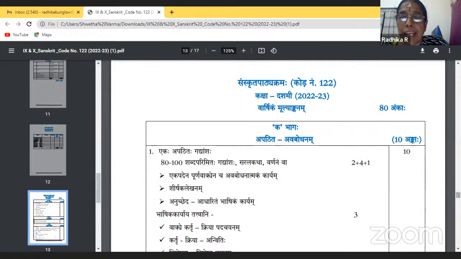The first one is Eka Padena Uttarata. The second one is Purna Vakyena Uttarata. Then Shirshaka Lekhanam, the heading. The last one is Bhashika Karyam, meaning Bhashika Karyaya Tatvani: Kartrikriya Padachayanam, Kartrikriya Visheshana Visheshyam, Paryayam, Viloma Shabdam, etc.